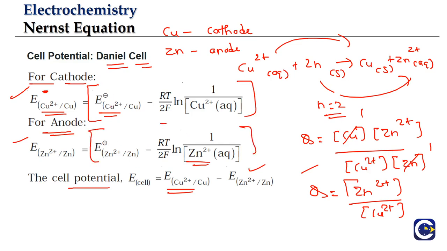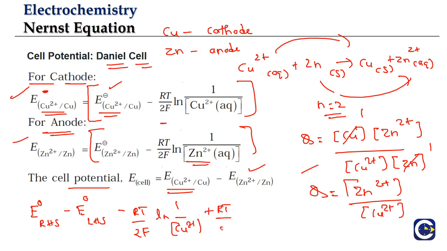So we'll have E naught RHS, which is the copper, minus E naught LHS. We'll just keep these two together. So E naught RHS minus E naught LHS, and we can see minus RT by 2F ln 1 by copper ions concentration, and here it will be minus of minus, which will be plus RT by 2F ln 1 by zinc ions concentration. So this is the form that we are having.